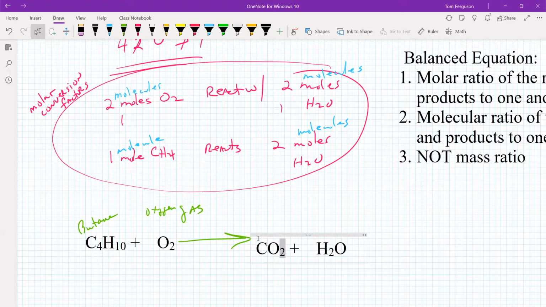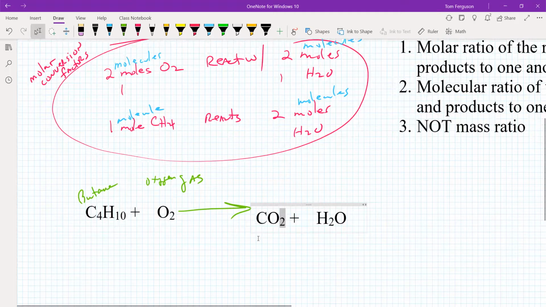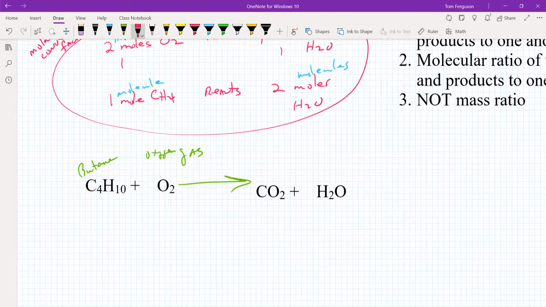Well, we have to take inventory first to determine that. Okay, so we have carbon, hydrogen, and oxygen. And how many carbon do we have left? We have 4, because this is a 1 now. Remember, you don't have to write a 1. So that's 4 carbons, and we have 1 carbon on the right. So immediately we have an issue.